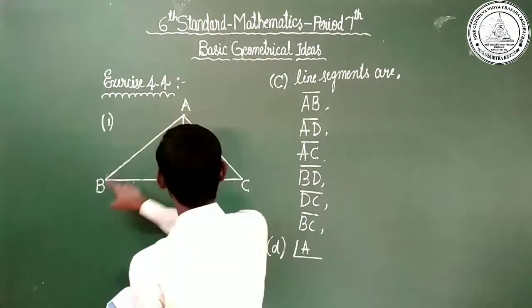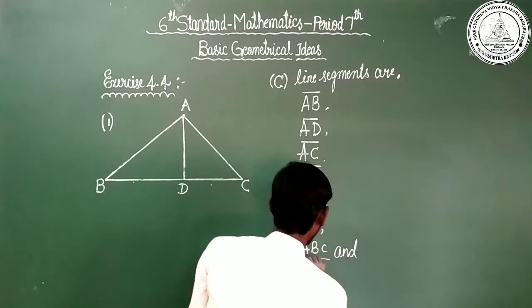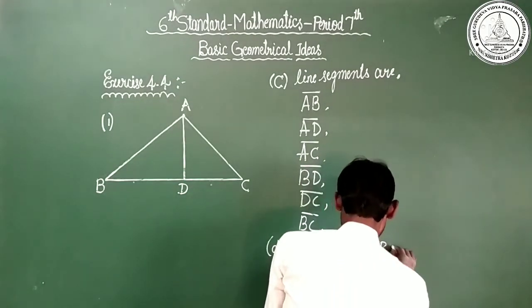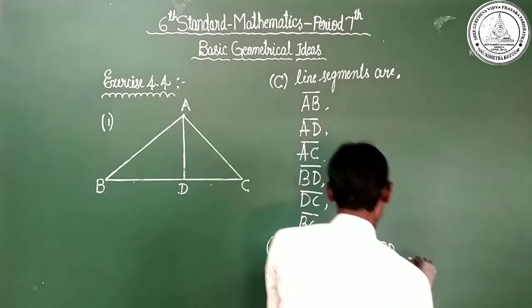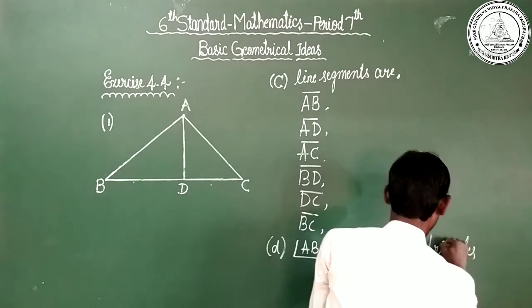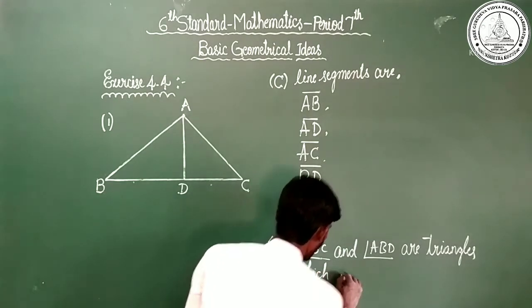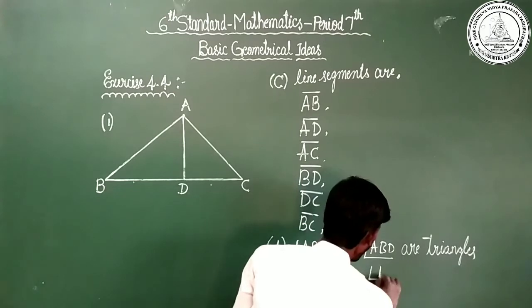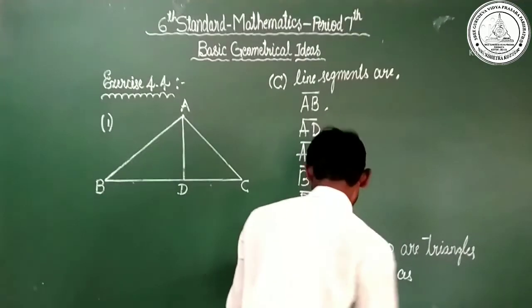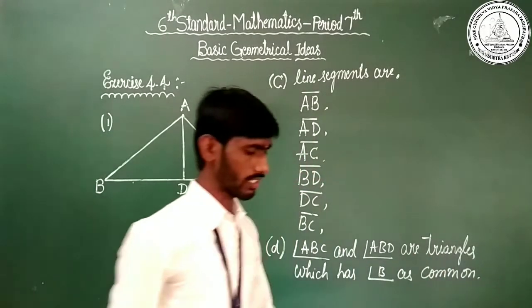Triangles ABC and ABD are triangles which have angle B as common. Clear?